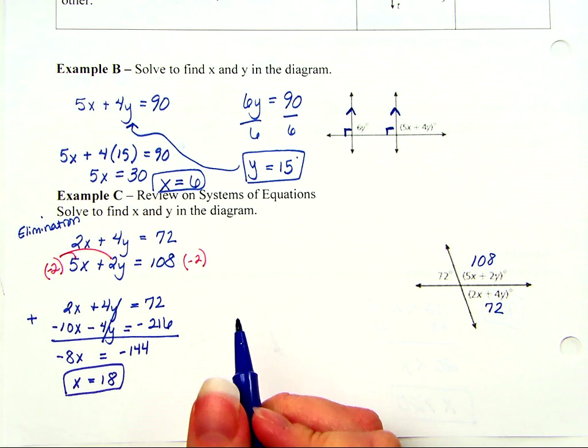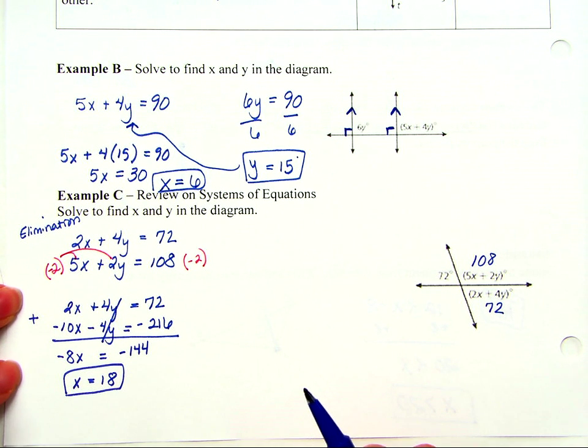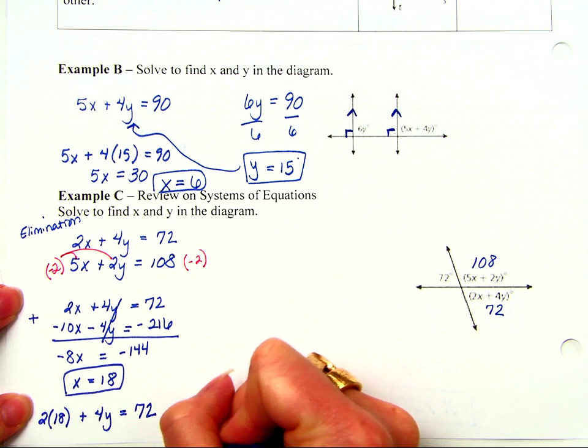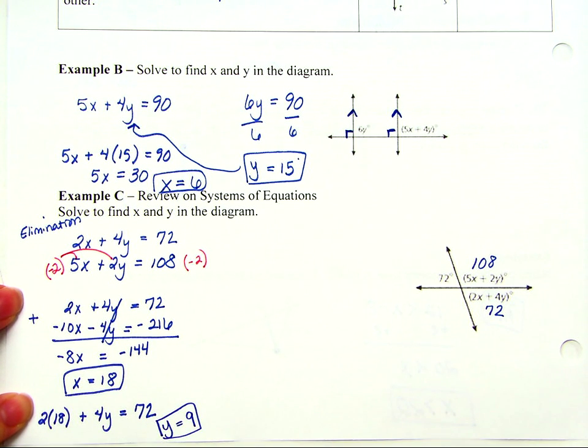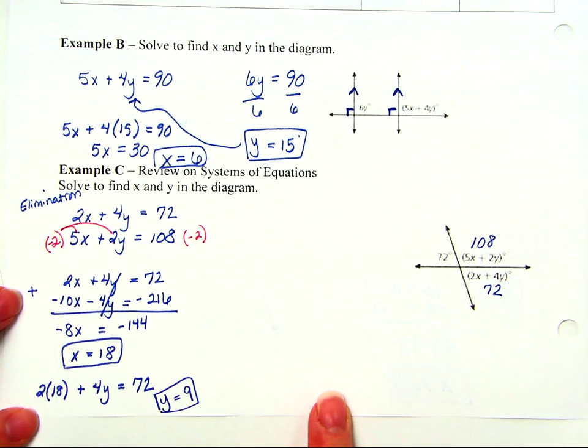Now, as before, if x equals 18, I can go ahead and plug that back into my equation. I could pick either the top or the bottom. I'm going to choose the top one for no particular reason, but I'm going to substitute in that 18 and solve for y. So we would subtract our 36, divide by 4, and we end up finding that y will come out as 9. And of course I can check that answer by plugging it back in to make sure that I get my 72 and my 108.